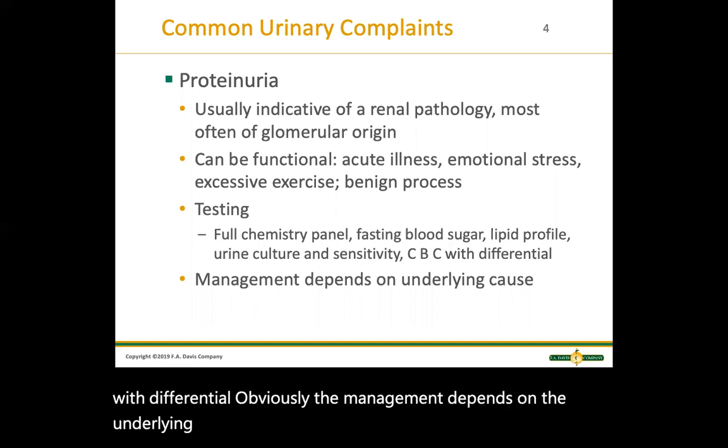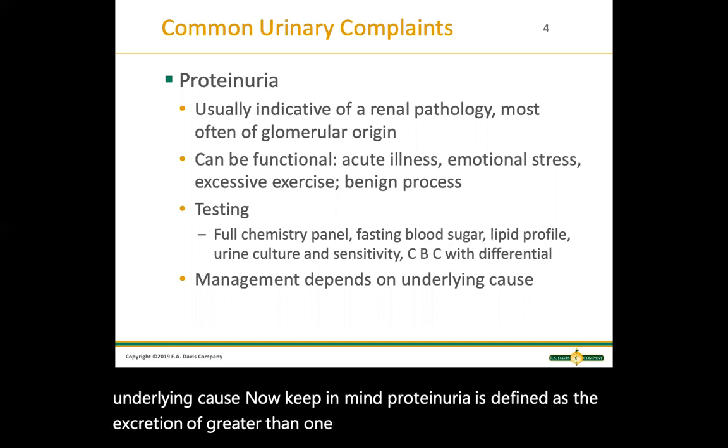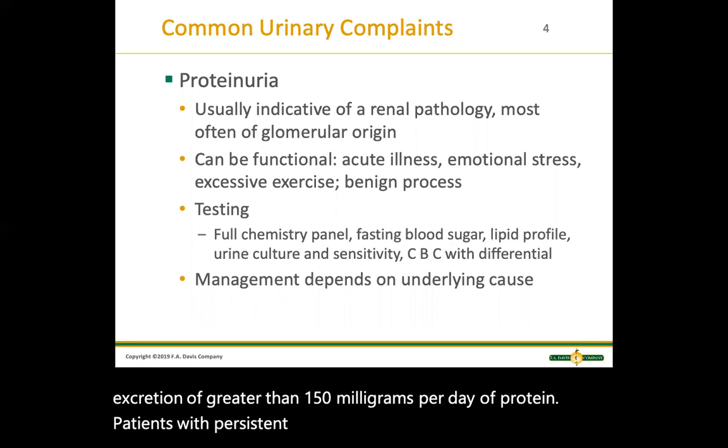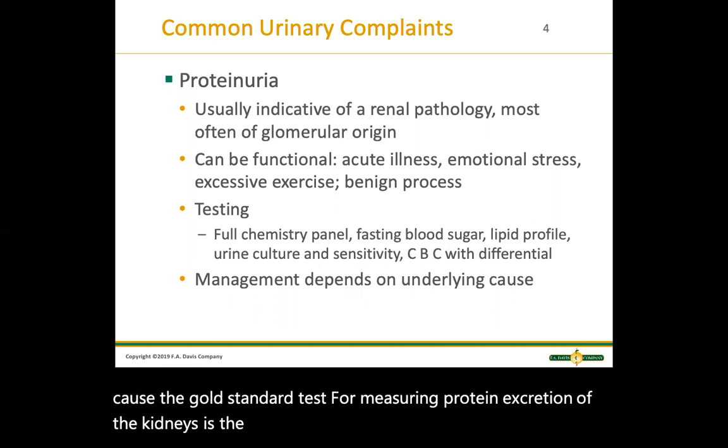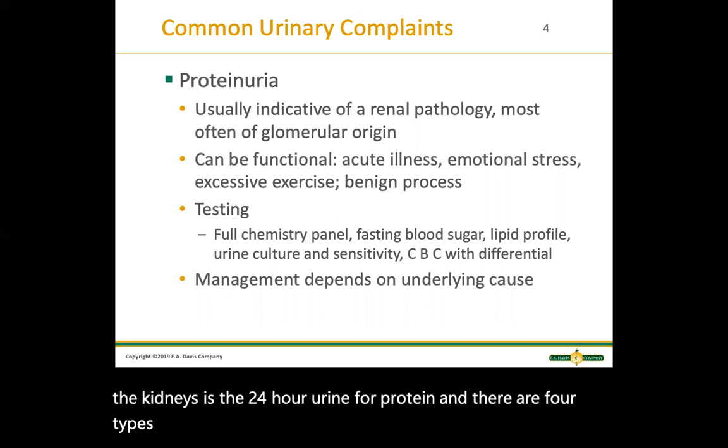Now, keep in mind, proteinuria is defined as the excretion of greater than 150 milligrams per day of protein. Patients with persistent hematuria should be evaluated to find the cause. The gold standard test for measuring protein excretion of the kidneys is the 24-hour urine for protein. And there are 4 types of proteinuria: glomerular, tubular, overflow, and post-renal.